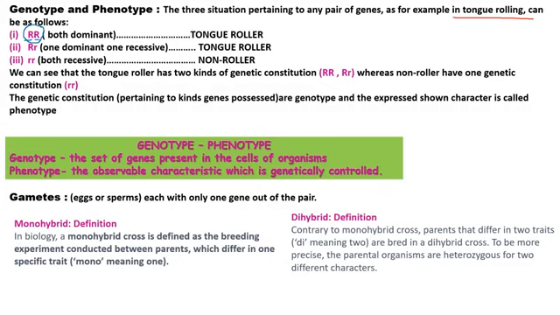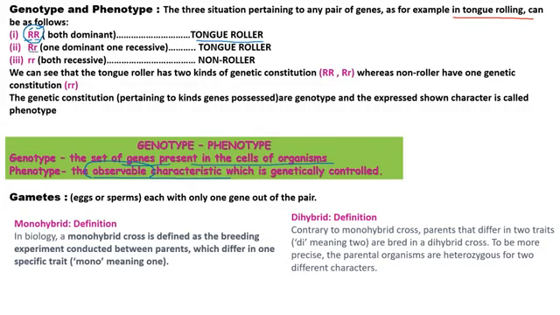Clear, students? Genotype is the set of genes present in the cells of an organism. And what is phenotype? The observable characteristics. RR is for a tongue roller. A person who can roll the tongue is a tongue roller. If a person has both capital R, both dominant genes, that means he can roll the tongue. This is something you can observe, and that is called phenotype. But you don't know what is present in the genes of that person.